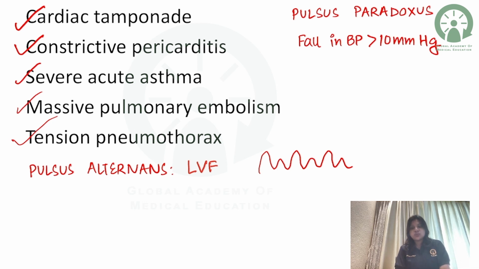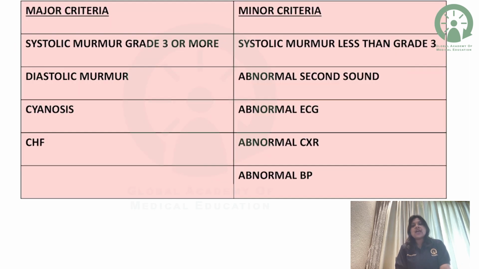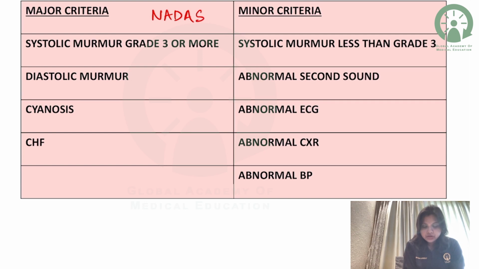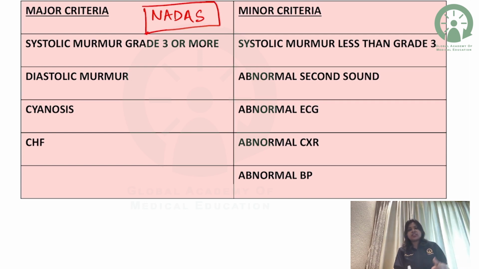abnormal pulse. Okay, so now we are going to go in the pathology process, and the first thing we are going to read a very, very important criteria that is known as the NADA's criteria. And in this NADA's criteria, first question, NADA's criteria is to diagnose congenital heart disease. So what does NADA's criteria tell you? It tells me about congenital heart disease.